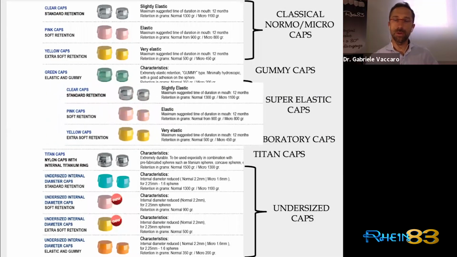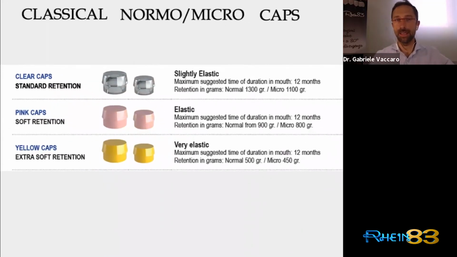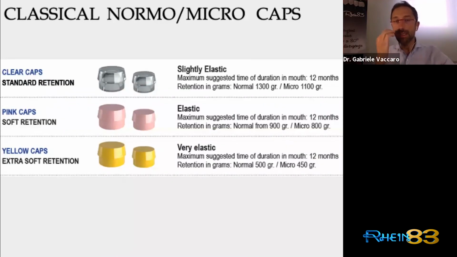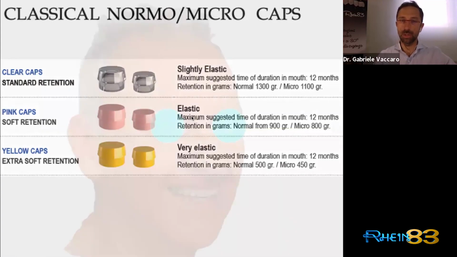As we saw before, we have to choose the right retention. For instance, if we have a lot of pivots, it's better to use a yellow cap because we have a lot of retention. If we have fewer elements to give retention, it's better to use the pink caps that have a stronger retention.